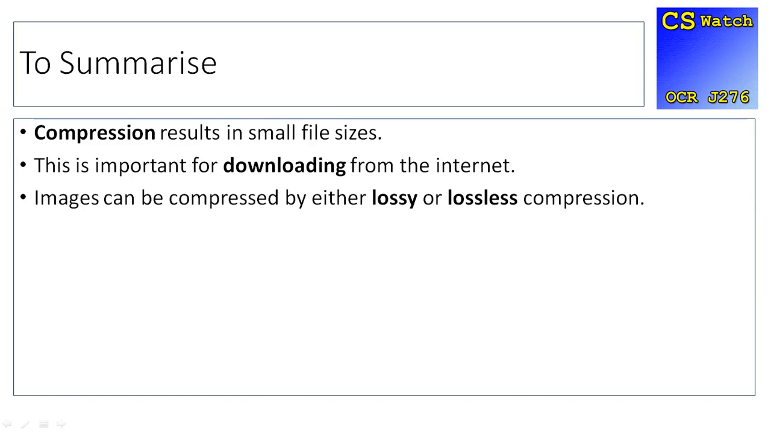Very important when it comes down to downloading from the internet. Again, you want to make sure that the file size is as small as possible, so then when you're downloading, that downloading process is going to happen as quickly as it can. Images can be compressed by either using lossy or lossless compression. With lossy, some of the data gets deleted, so it gives you very small file sizes, compared to lossless, which keeps all the data there but gives you a slightly larger file size than lossy.